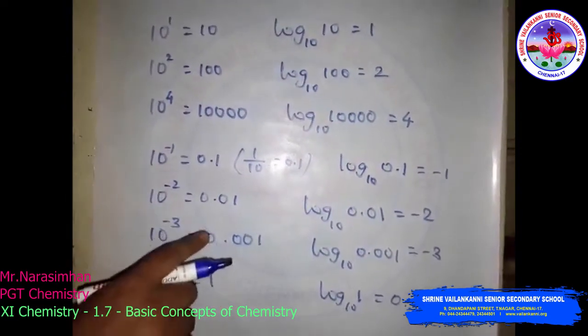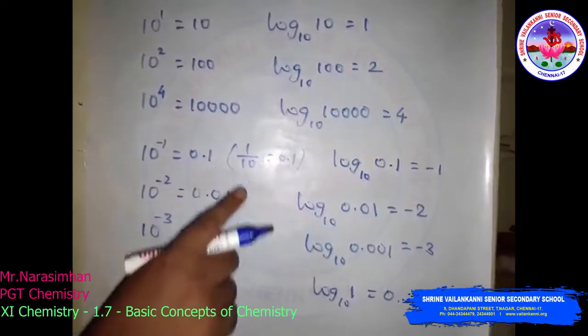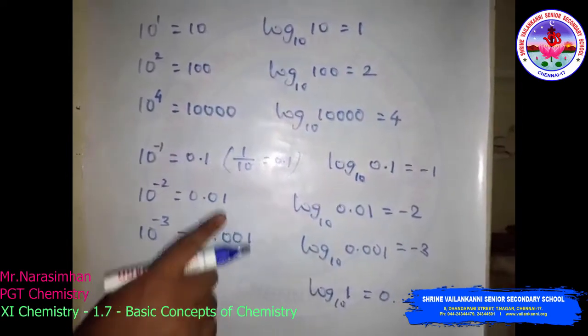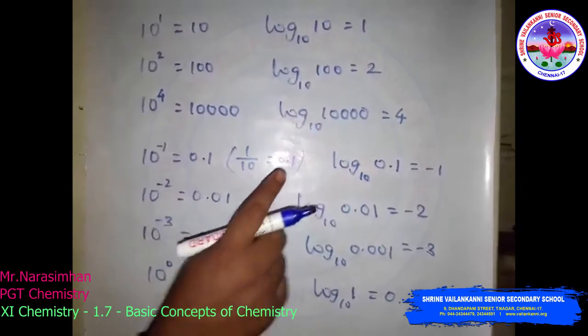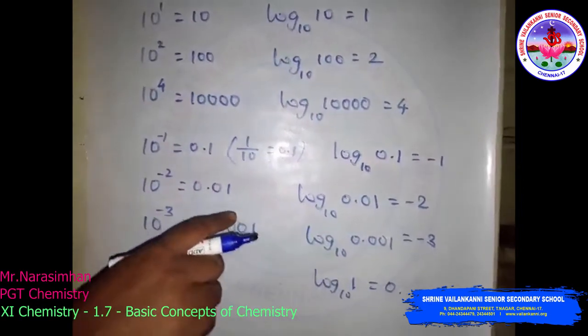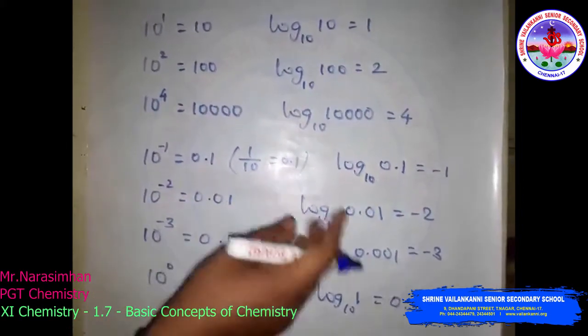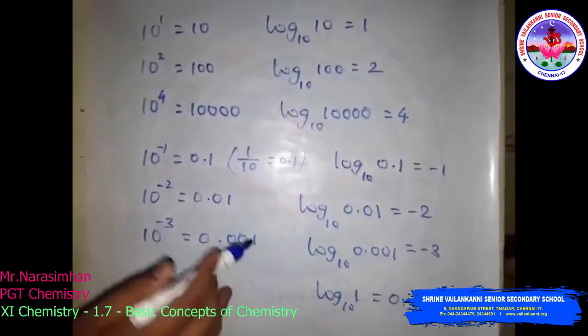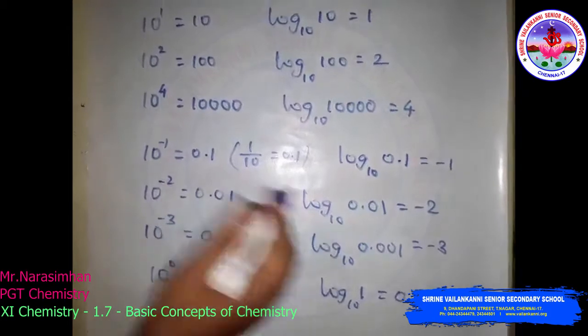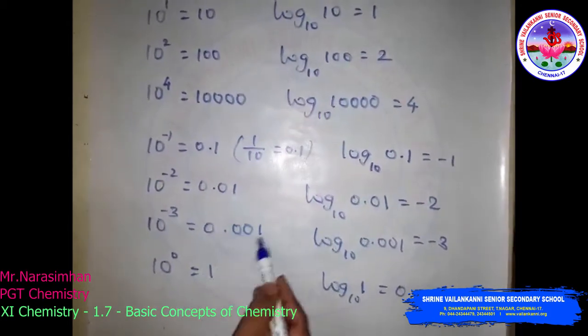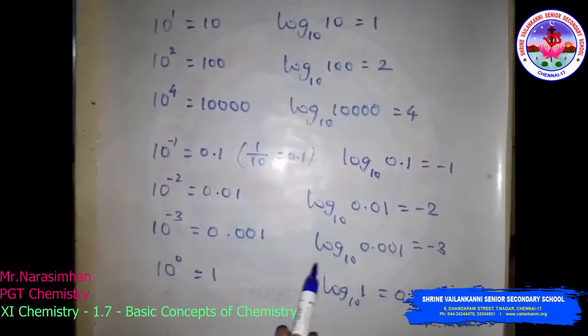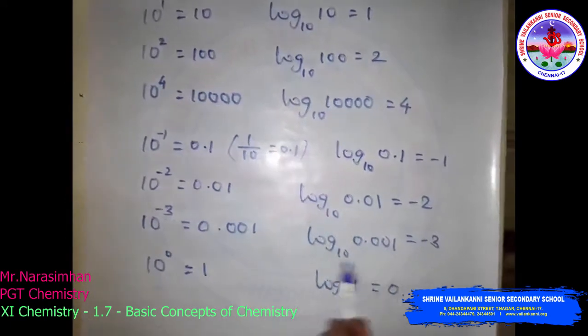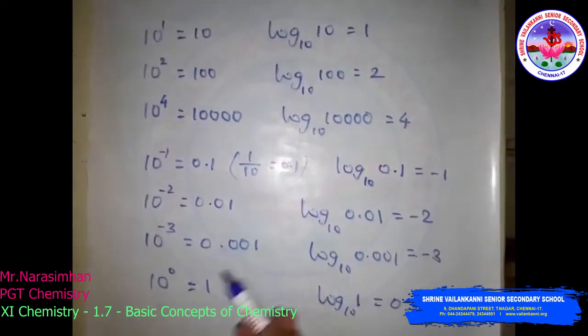Then this above result indicates that n is an integral power of 10. That means it is 1 followed by several zeros, or 1 preceded by several zeros immediately to the right of the decimal point. Then log n can be easily found. Okay, this is the writing method.